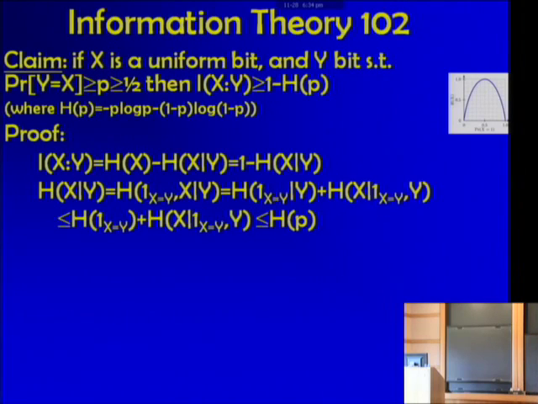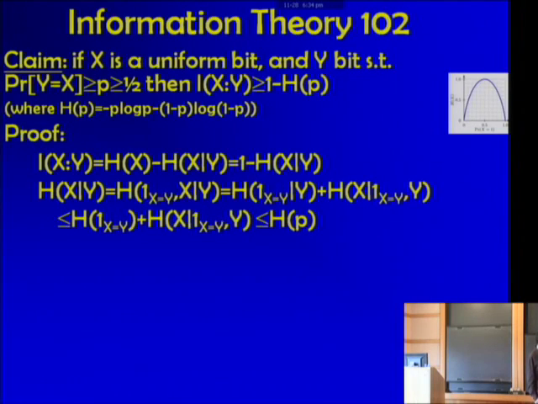And the first term here is at most the entropy of the indicator alone, because conditioning cannot increase the entropy. This is simply by convexity. This is easy to prove. If you condition on something, it only decreases the entropy. Plus, I just left the same term as it is.